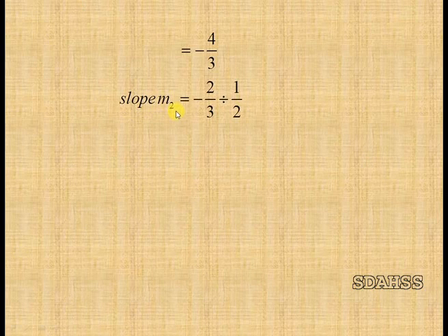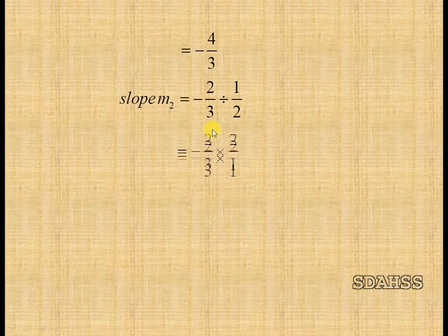M2 is equal to minus 2 by 3 divided by 1 by 2. Then similarly here also you change division into multiplication. If you change division into multiplication, you have to take the reciprocal. So minus 2 by 3 into 2 by 1, which is equal to, multiply the numerator and denominator separately, so you have minus 4 by 3.